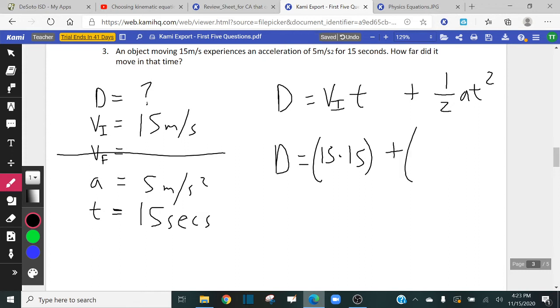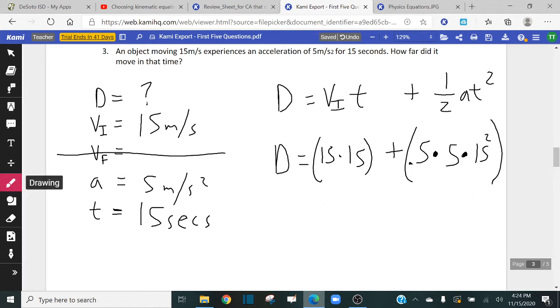Plus, remember, 1/2 is the same thing as 0.5. The acceleration is 5 meters per second squared. And the time is 15. And remember, the time gets squared according to our equation here. So we square our time. Now the rest is just using your calculator.